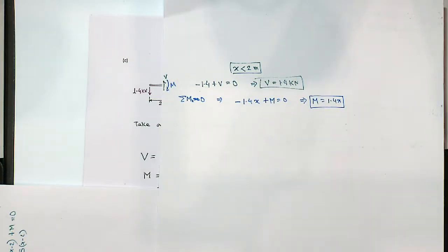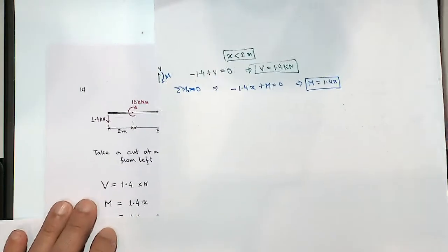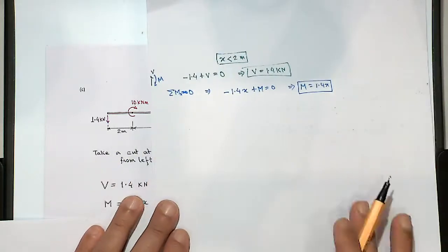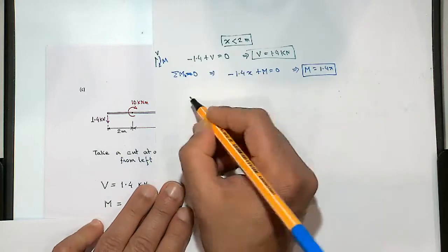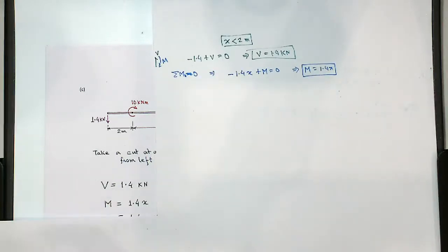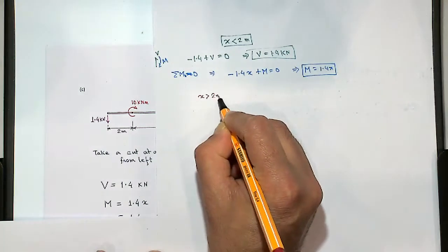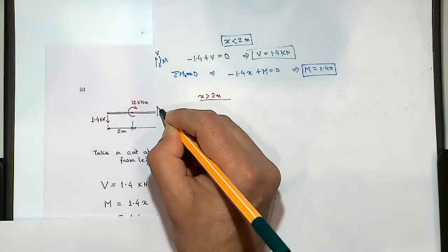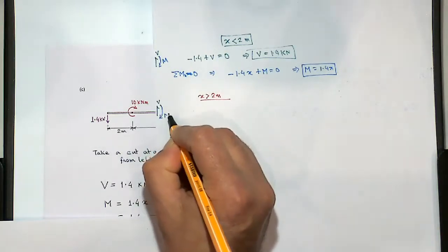So that's my first set when x is less than 2 meter. Now when I take slightly higher, let's say I take x beyond the 10 kilonewton meter moment. So if I take x greater than 2 meter, a section, again as soon as I've cut it, I'll put it with 2 forces, 1 shear force and 1 bending moment.